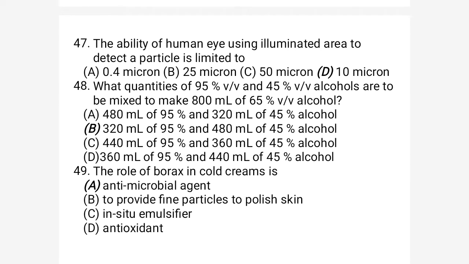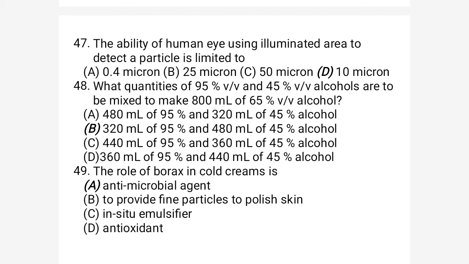Question 47. The ability of the human eye, using an illuminated area, to detect a particle is limited to what? So what is the meaning of that? Option A is 4.4 micron, B is 25 micron, C is 50 micron, and D is 10 micron. We have to find out the visibility range for the human eye.